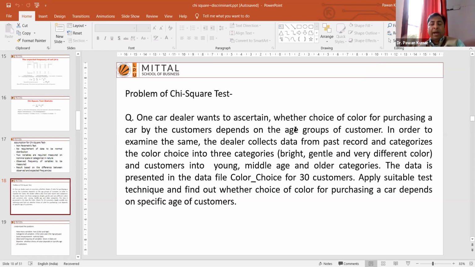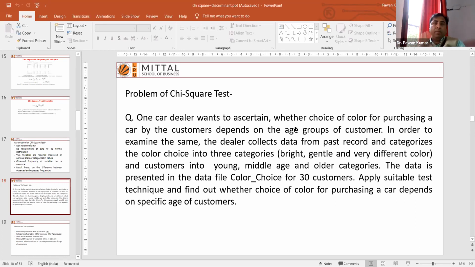You know, when you go to buy a car, what would you look for? You look for the color of the car, whether you are going to buy a red car, a white car, or a black car. And customers have different choices. Some customers like black cars, some look for red cars, but generally Indian families go for white color cars. And we have different color categories like bright color, gentle color, and so on.